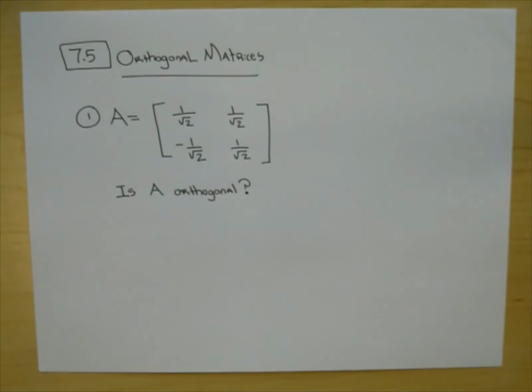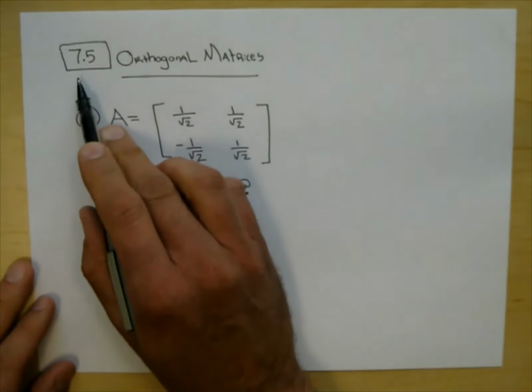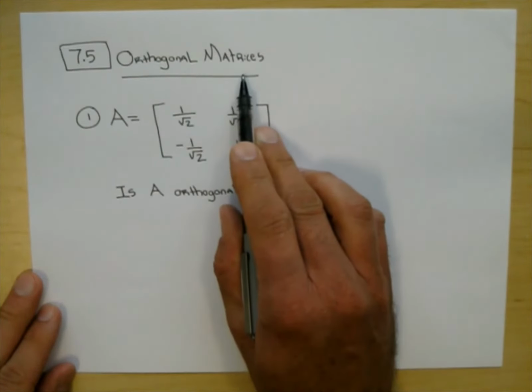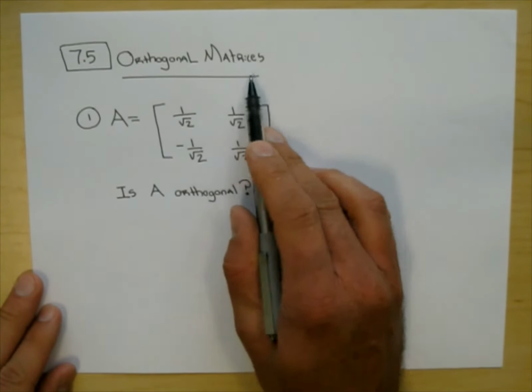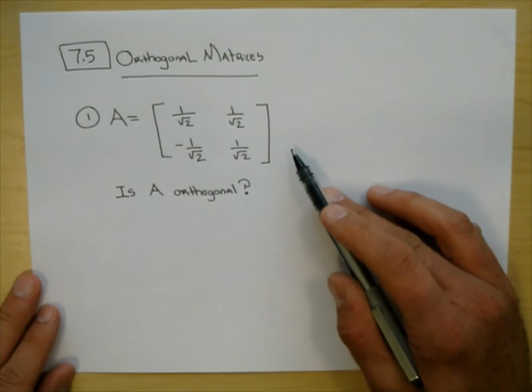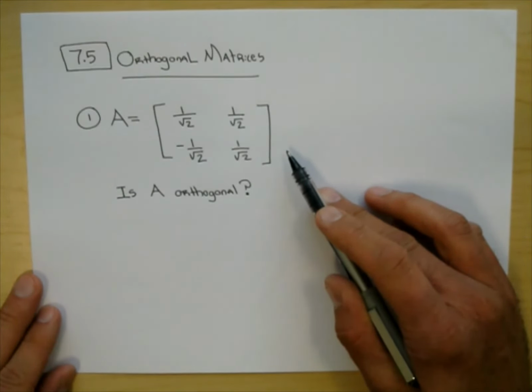Math 287, Cuesta College. I'm Joe Vesta, and this lecture is section 7.5, Orthogonal Matrices. This is our very last section of linear algebra, and then we move over to differential equations for the rest of this class.